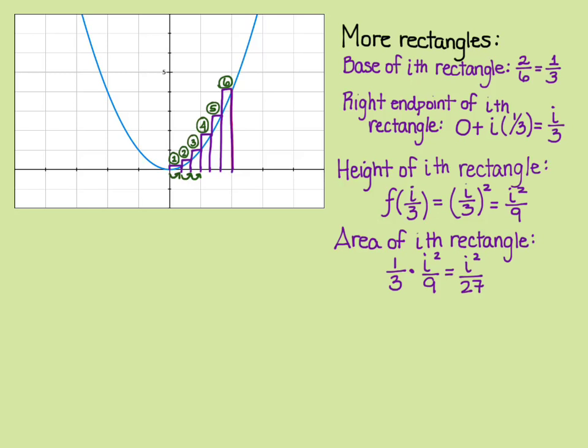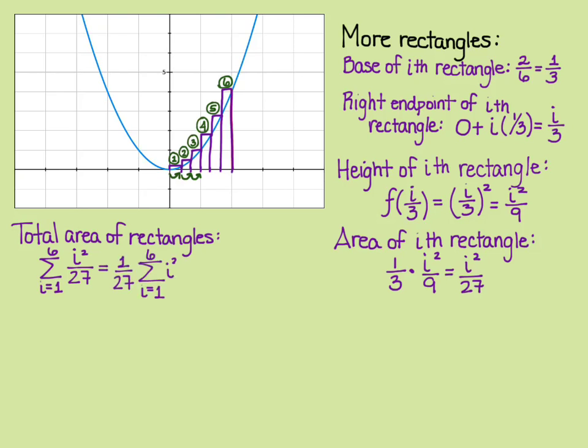Now if I want to find the sum of all the areas, or the total area, I add up each of the rectangles' areas as i goes from 1 to 6. Remember, i is counting the rectangles. So the sum as i goes from 1 to 6 of i squared over 27. I can pull the 1 over 27 out because it doesn't have an i in it, and I'm left with 1 over 27 times the sum as i goes from 1 to 6 of i squared.